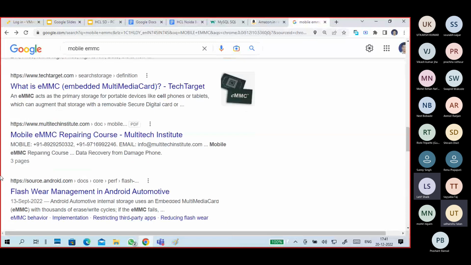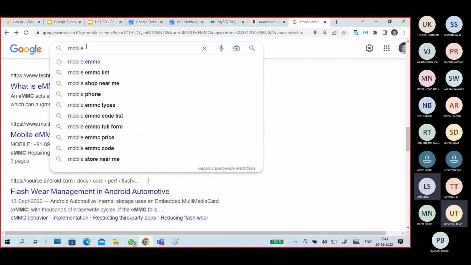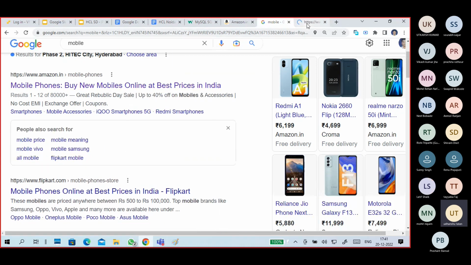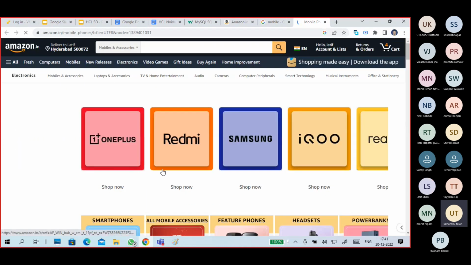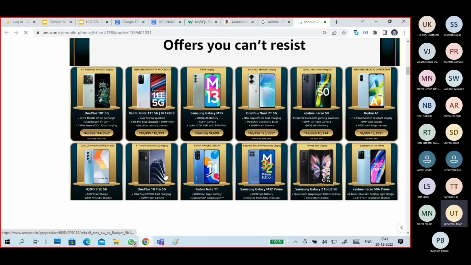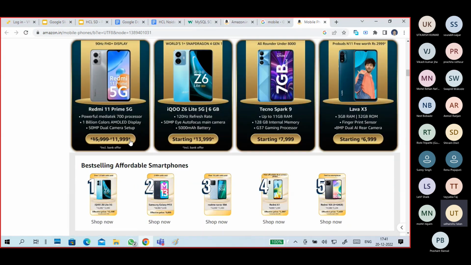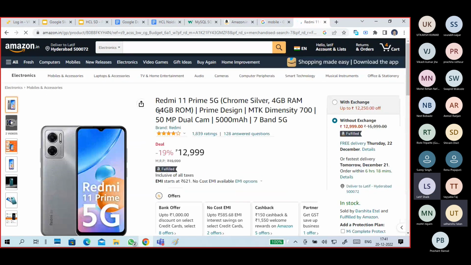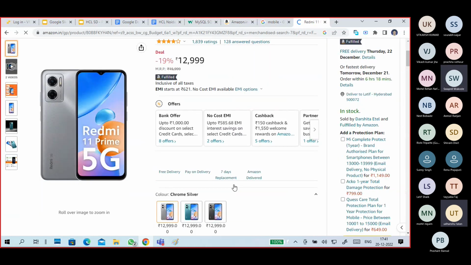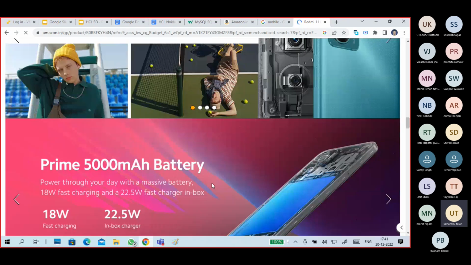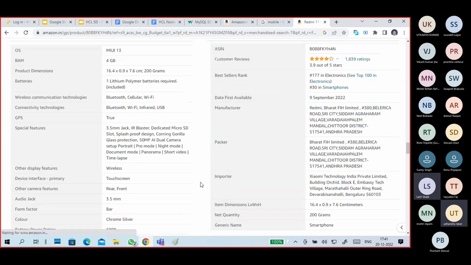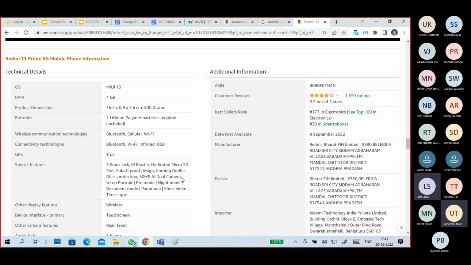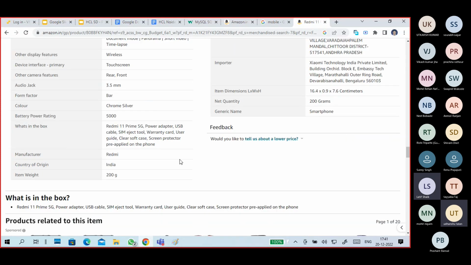You can go to any mobile phones list. Okay, so go to any mobile. It is showing ROM; it will show ROM only. Okay, so it is 64 GB ROM only. But somewhere, if you go to the original specifications, you'll find what type of storage it is.